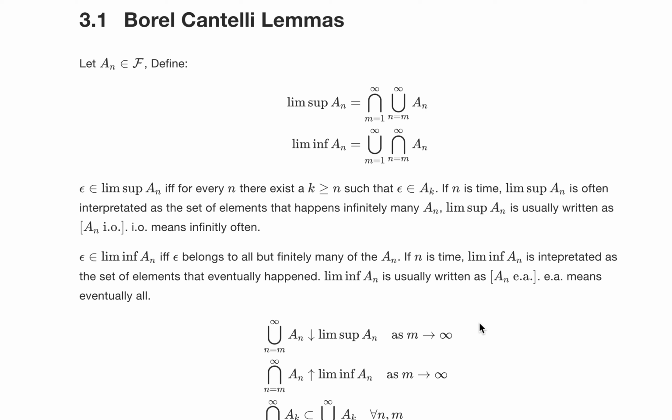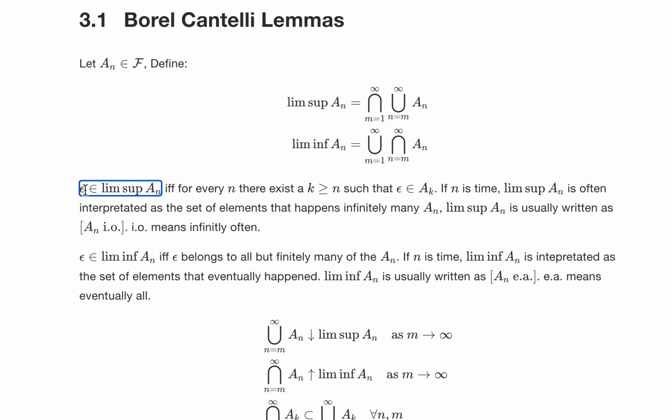So what does limsup of A_n mean? Think about an element omega. This shouldn't be epsilon, so this is a typo here. Omega belongs to limsup of A_n. It means that if and only if for every n there exists a k greater than or equal to n such that omega belongs to A_k. Another way of saying that is that omega belongs to infinitely many A_n. It may not be every A_n, but it will be infinitely many A_n.